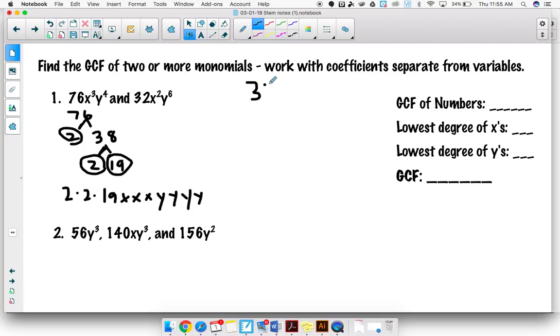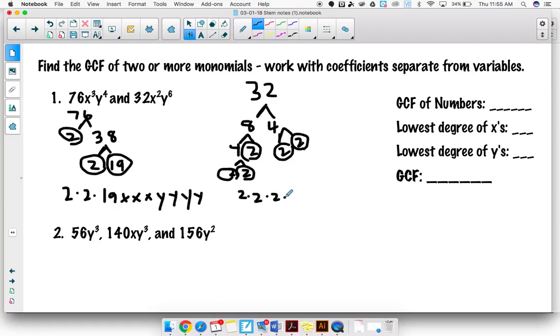Okay, 32. Here we go. 32 would be, again, you can do any two numbers that multiply to be 32. I'm going to do 8 and 4. And then I'm going to go 4 and 2. And then I'm going to go 2 and 2. So we got a 2, another 2, another 2, and then this 4. You guessed it, 2 more 2s. So we got 2s all over the place. So 32 would be a 2, a 2, another 2, another 2, another 2.